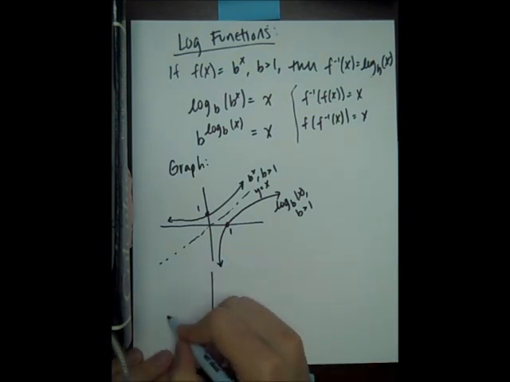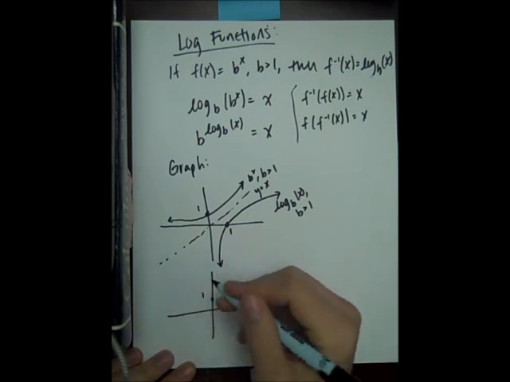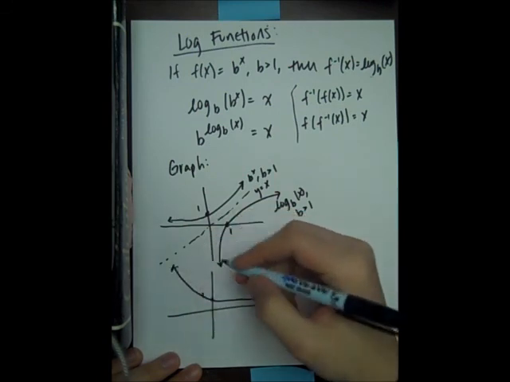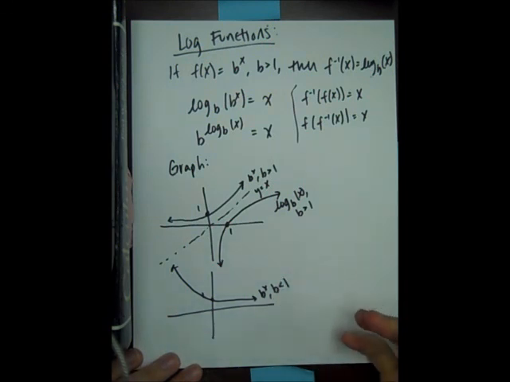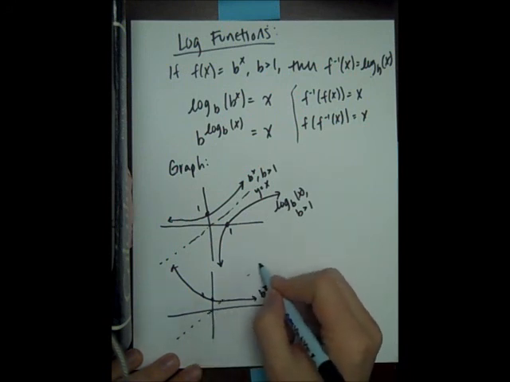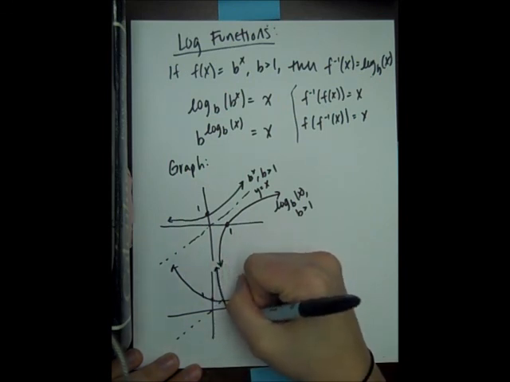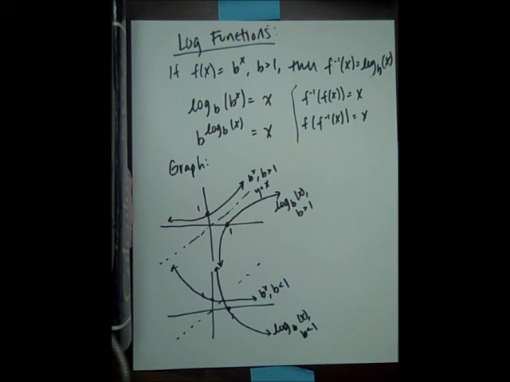Now I could also do this for b less than 1. So if you remember, what was the graph of the exponential for b less than 1? It was this. So this was b to the x for b less than 1. If I flip this across the line y equals x, so here's my line y equals x, again it's going to go through the point 0, 1, but now I look like this. So this is log base b of x for b less than 1. And again, these are found by flipping them across the line y equals x.